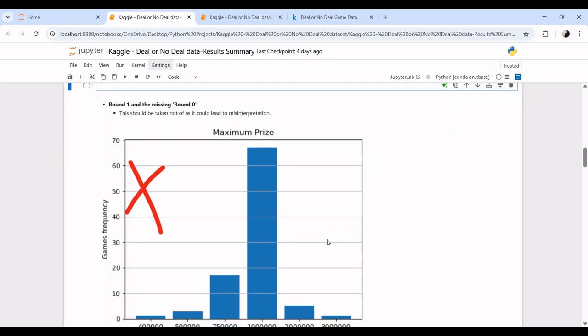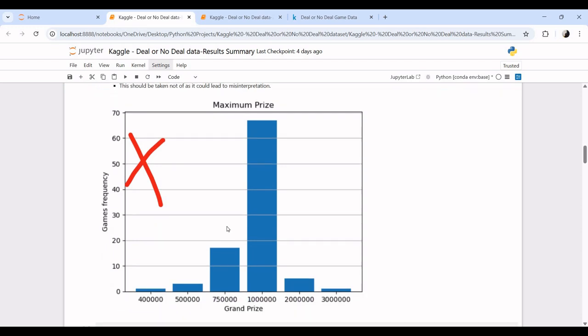So the dataset initially gave almost a false impression that we started with 20 cases, and in previous iterations of this analysis I had made the mistake of thinking that we have different maximum prizes for the games, such as 400,000, 500,000, 750,000, and so on. However, looking at the game in context and watching a few of the shows, I realized that this was actually the maximum that was left in round 1 after the initial elimination of 6 cases.